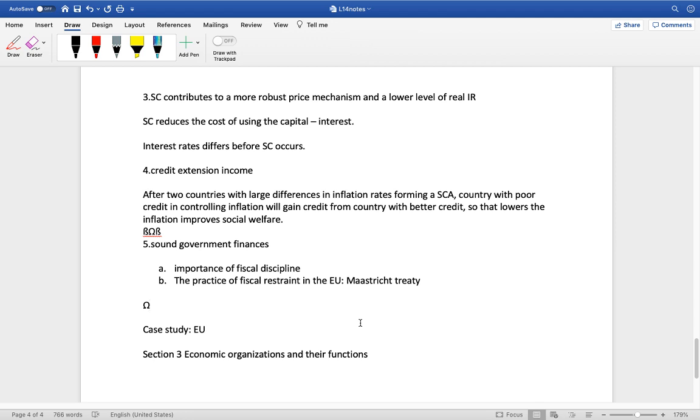It is a cheap or free source of finance for the money issuer, which is a very huge gain for the European Union.